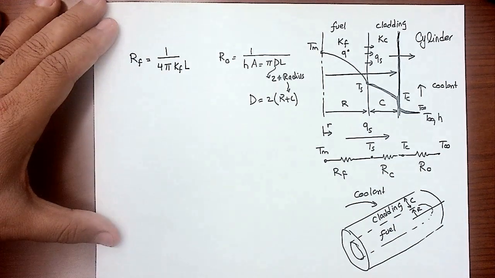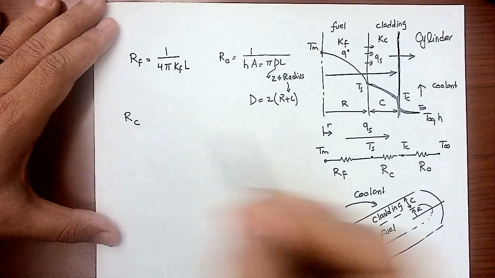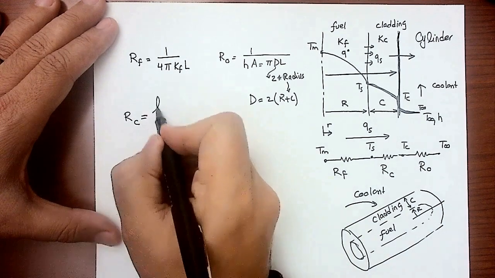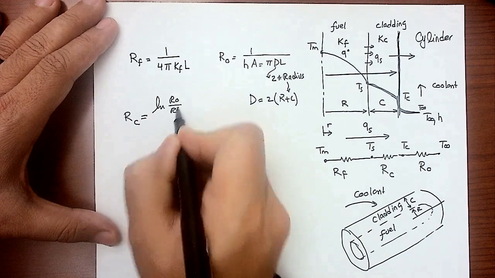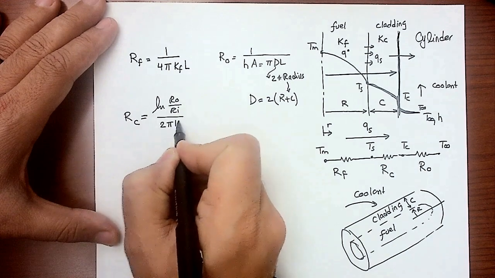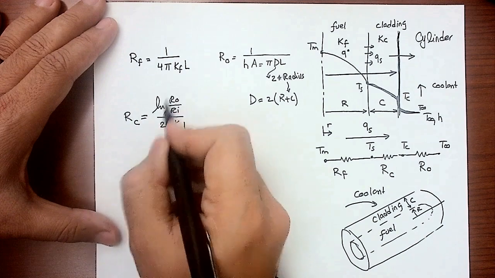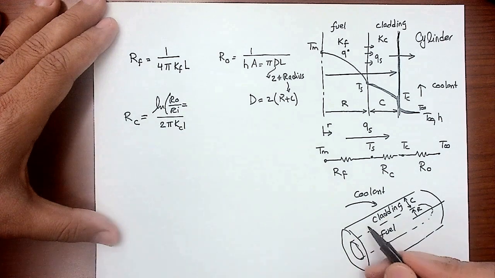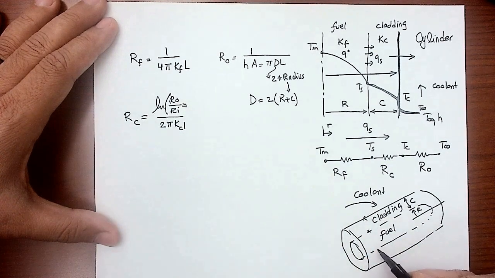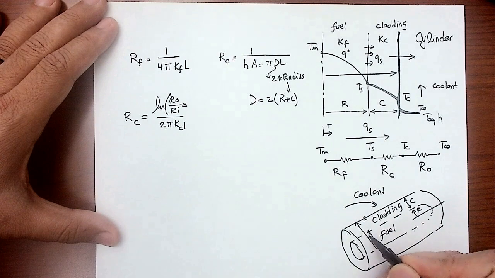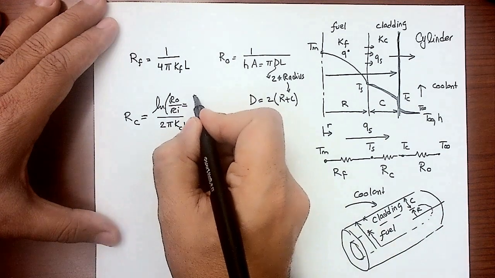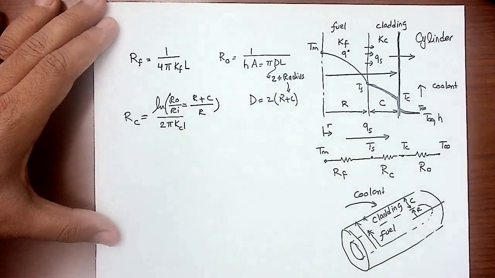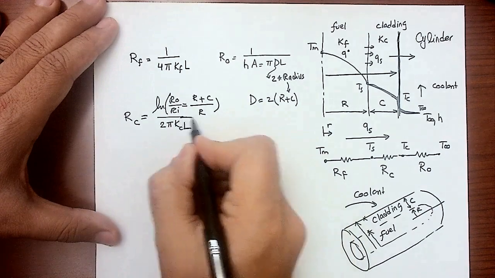Now, let's get the R for the cladding. This is a cylinder. So the equation is natural log of R out over R in, divided by 2 pi K cladding L. Now let's define the outer and inner radii here. What is the outer radius in that problem? The conduction is happening between here and here. So I need that outer radius here, and this is the inner radius here. So the outer one is R plus C divided by R. That's a ratio. Okay, and this is L.